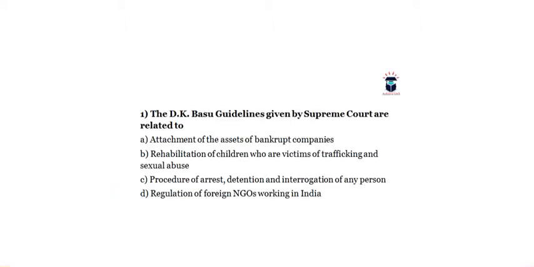So the first question is: the DK Basu guidelines given by the Supreme Court are related to A, attachment of the assets of bankrupt companies; B, rehabilitation of children who are victims of trafficking and sexual abuse; C, procedure of arrest, detention and interrogation of any person; D, regulation of foreign NGOs working in India. So friends, the answer is C.